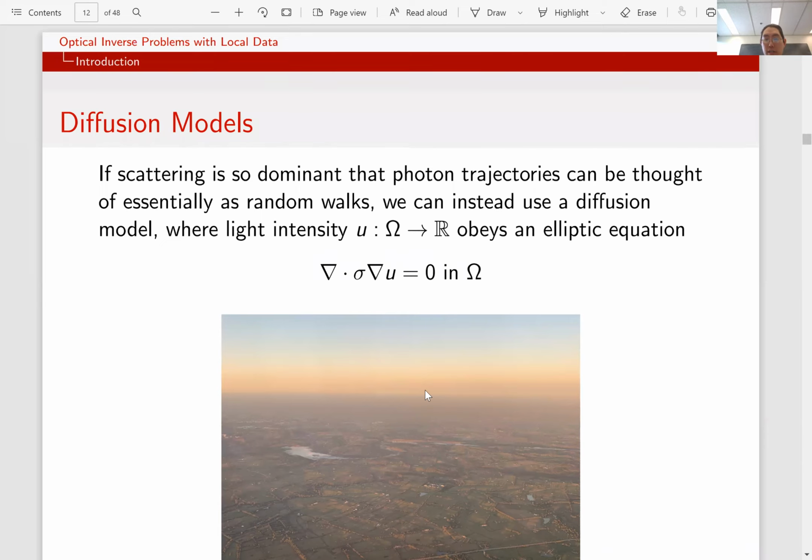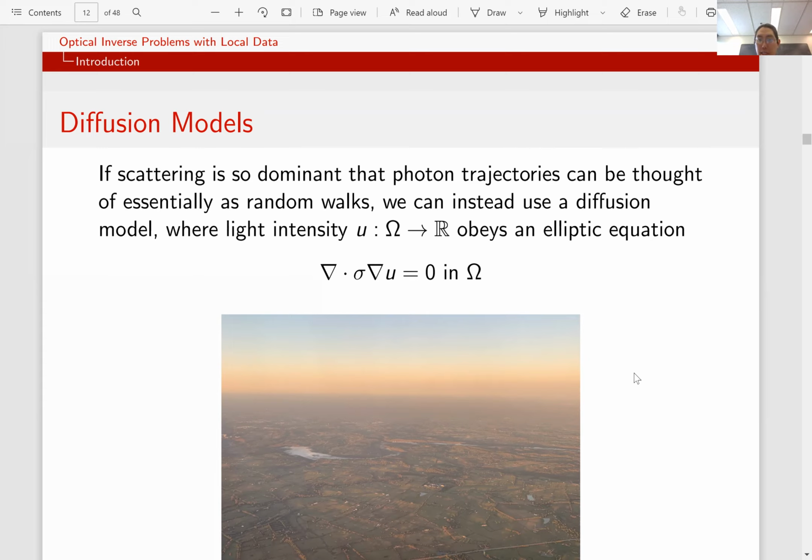So if you think about what's going on in the part of this picture up here, if scattering is so dominant that photon trajectories can be thought of essentially as random walks, we can use a diffusion model, where the light intensity U satisfies a diffusion equation. And if you're wondering why there's no time dependence in the diffusion equation, the point is that light comes to a steady state very quickly. Light is famous for moving very fast. So the time dependence drops out, and you're just left with this elliptic equation satisfied by the light intensity. You think of light as doing a weighted random walk, weighted by sigma, and then it satisfies this elliptic equation. This gives you a model for light propagation in a regime where scattering is really dominant, so you can think about the back of the picture. Okay, so those are my two models.